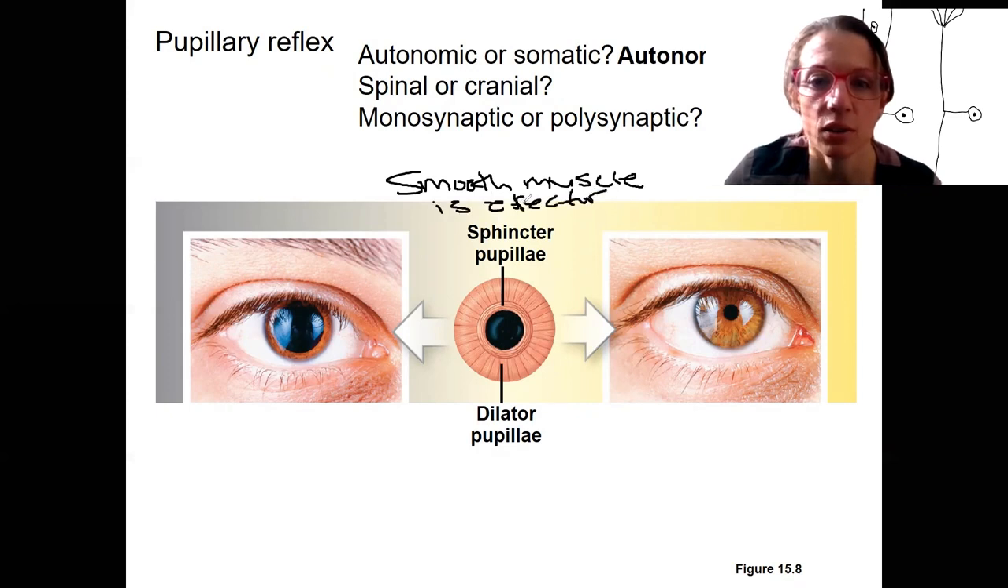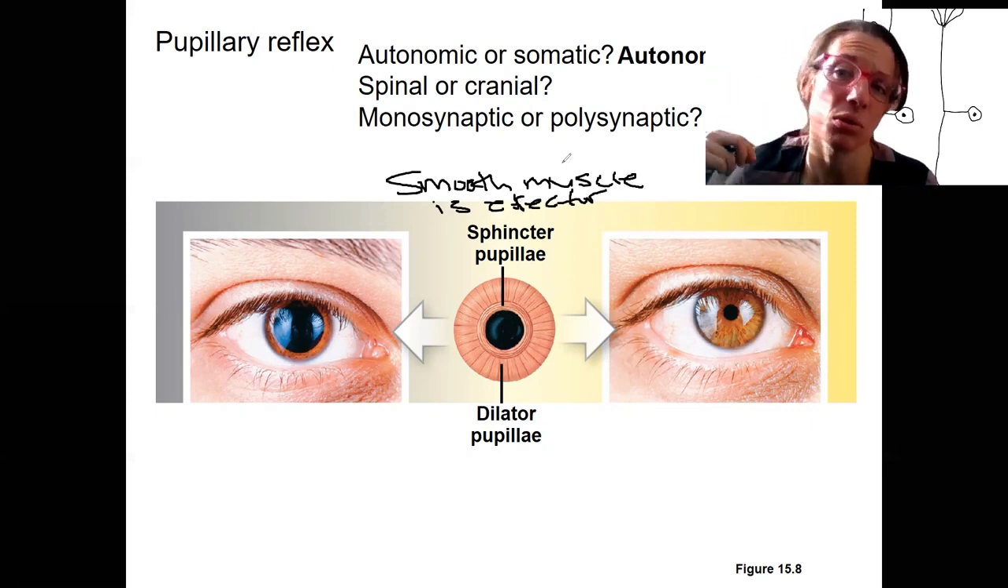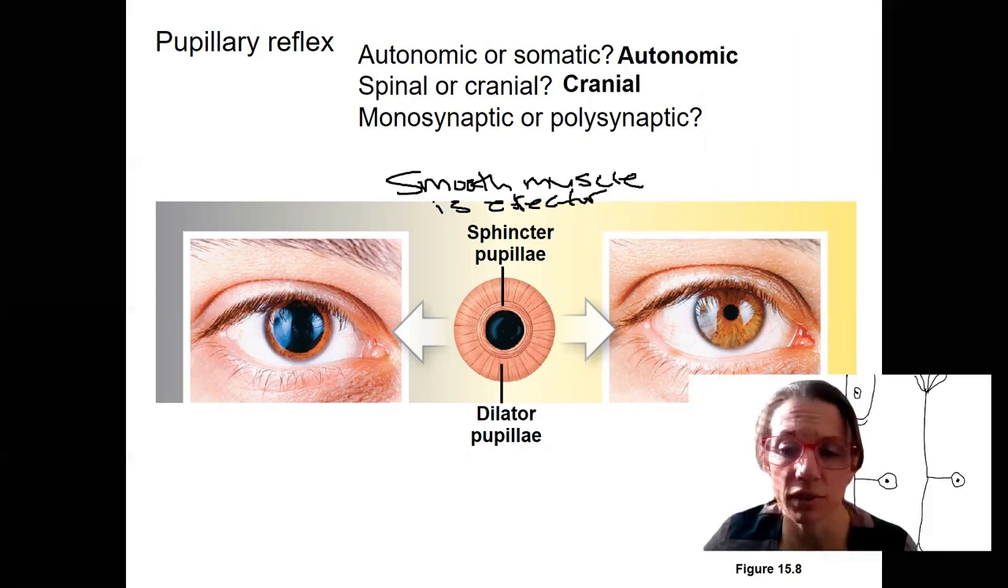Is this cranial or spinal? Well, this is happening up in the cranium. We don't have this travel down to the spinal cord to create this reflex. This is a cranial reflex. The other reflexes we've seen, for example the knee-jerk reflex, happen in the spinal cord. That would be a spinal reflex.